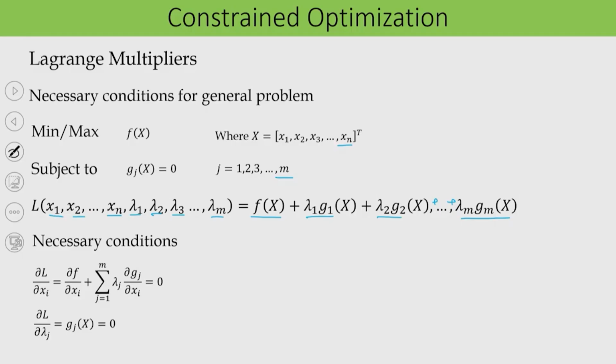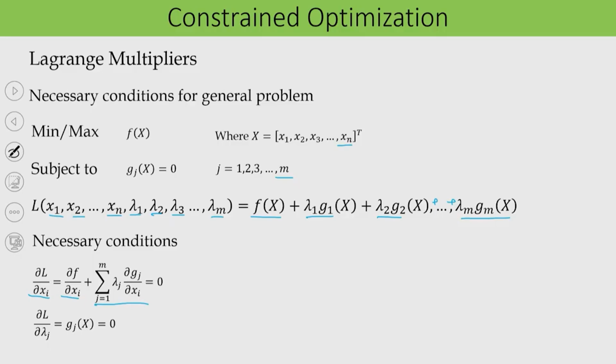The necessary conditions are the partial derivative of L with respect to the variable xi. I have a total of n variables, so I will get n equations. Del L by del xi is equal to del f by del xi plus, since the total number of constraints is m, a summation over j equal to 1 to m of lambda j del gj by del xi.